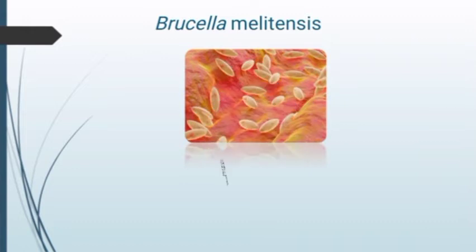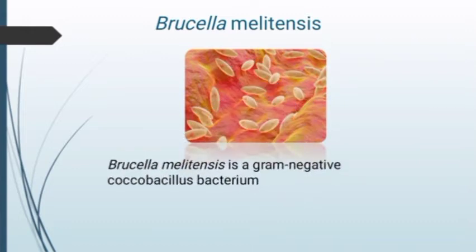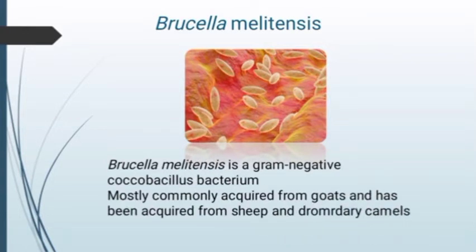Brucella melitensis. Brucella melitensis is a gram-negative coccobacillus bacterium, most commonly acquired from goats, and has also been acquired from sheep and camels.